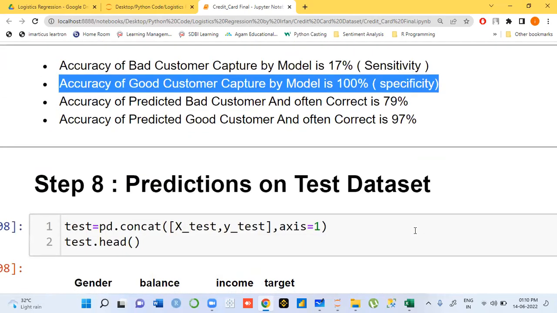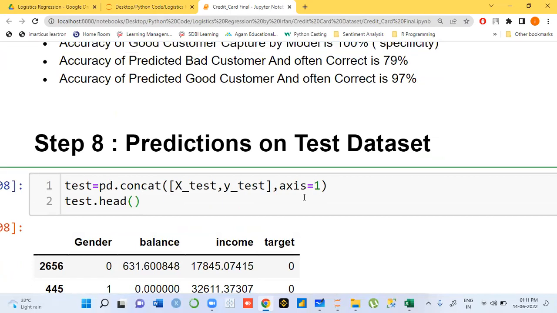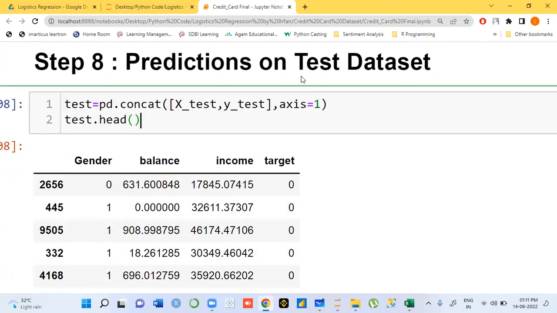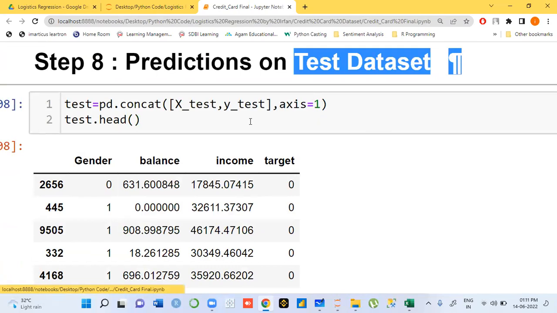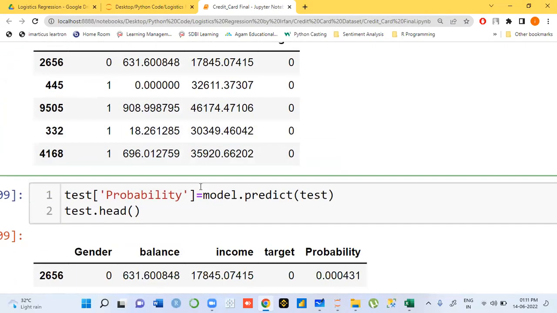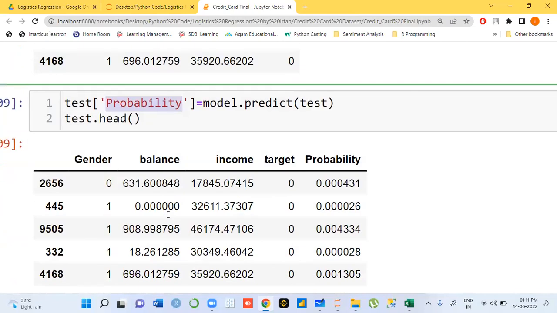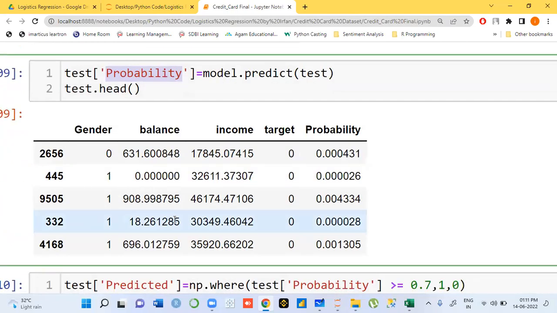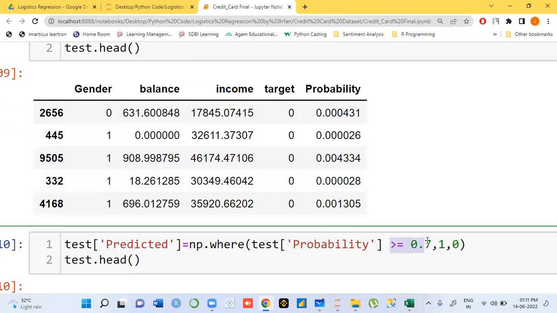Clear? So guys, if the model is good, if performance is good, can we go for test data? First I combine X test and Y test to make something known as test. Then I use the model to predict for test data. When the model predicts, it gives the answer in terms of probability. What is the threshold we have taken? Anywhere probability more than 0.7, give me as 1, otherwise 0.